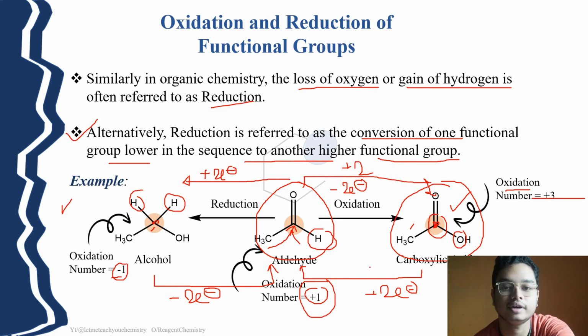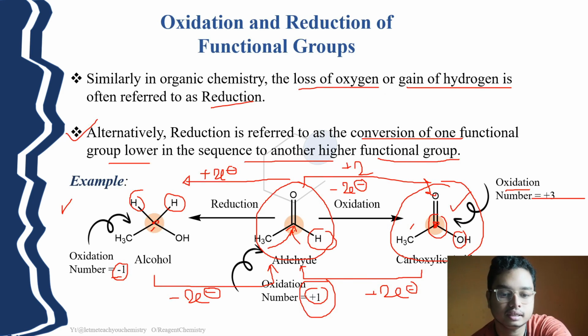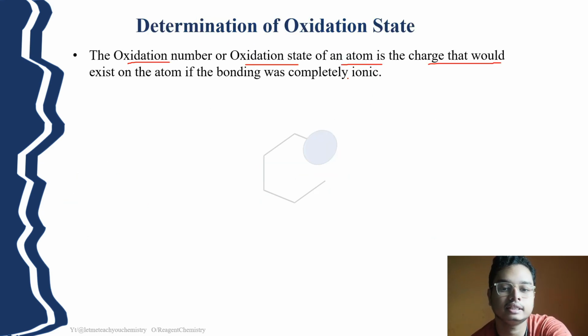Now we are talking about a very interesting thing, that is how to determine the oxidation state. First we have to understand what the oxidation number or oxidation state is. The oxidation number or oxidation state of an atom is the charge that would exist on the atom if the bonding was completely ionic. Like if these bonds are completely ionic, then we can say that this particular carbon has a +3 oxidation number. And this will be very important in terms of reagent chemistry.